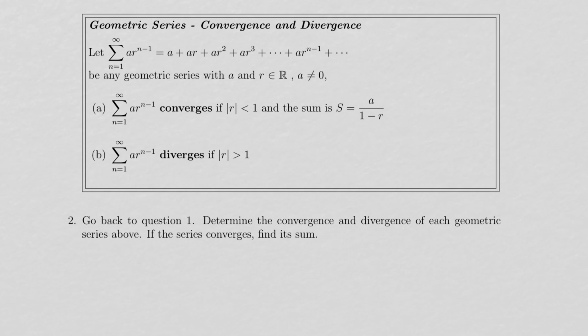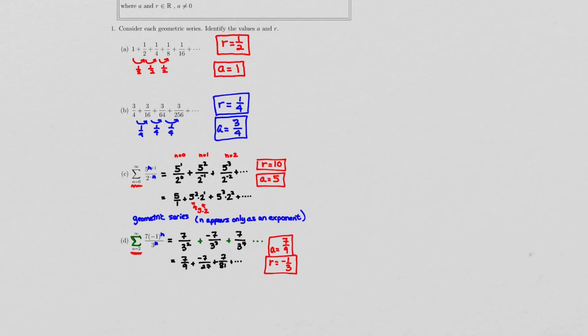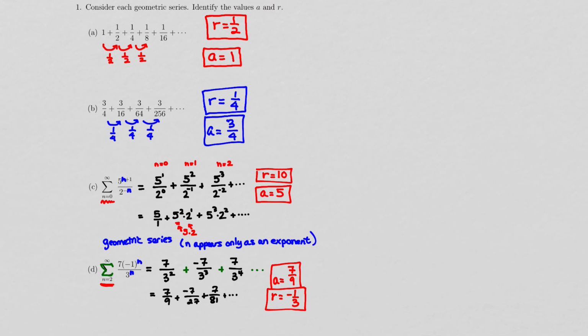And the two pieces we're going to focus on right here is the absolute value of R less than 1. And if it is, it converges, and it converges to A over 1 minus R. So I'm going to put that in here next to my things. I'm going to put a little note right here that if the absolute value of R is less than 1, then that means my series is converging. And not only does it converge, but it converges to the sum of A over 1 minus R.